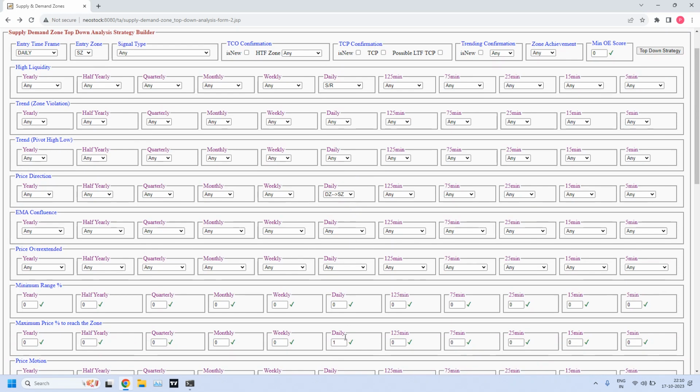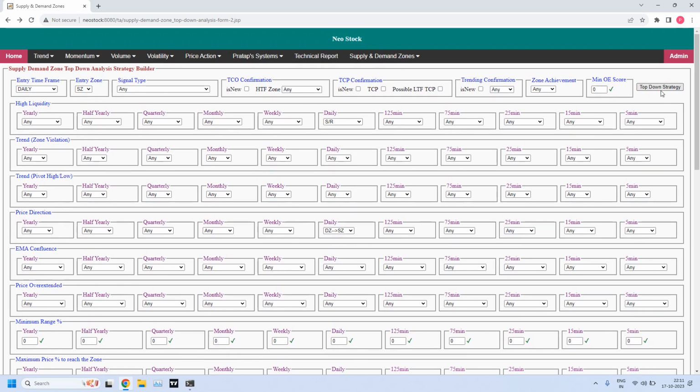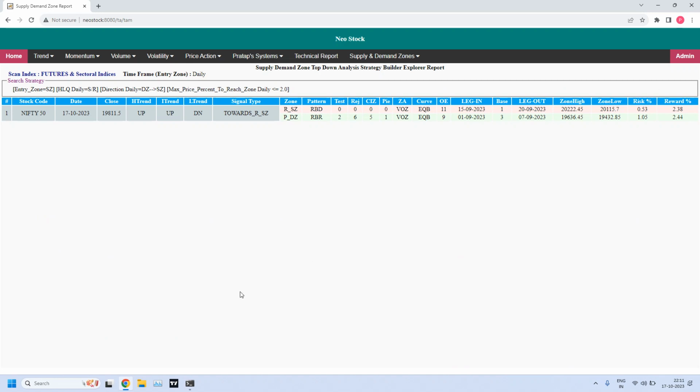Okay, now let me increase the percentage to 2%. Are there any stocks just 2% before the daily high liquidity supply zone? And one stock is listed, that is Nifty 50. Nifty 50 is just 2% before its supply zone, a fresh high liquidity supply zone.